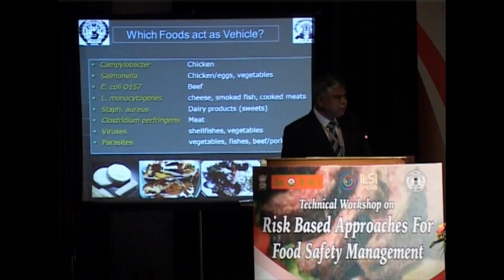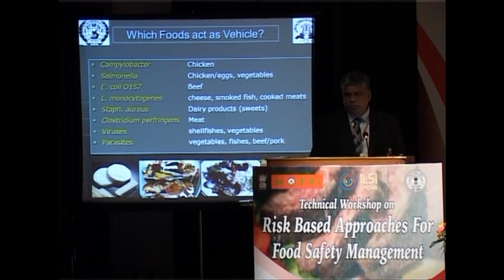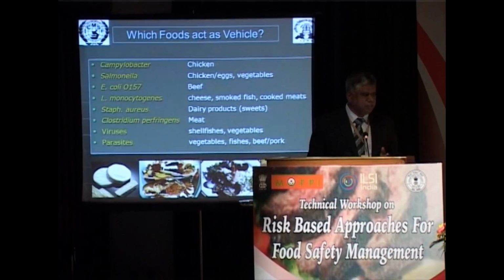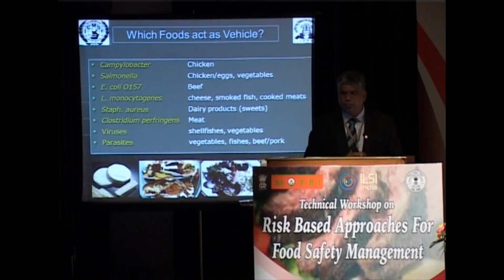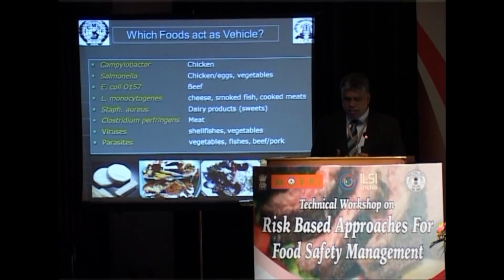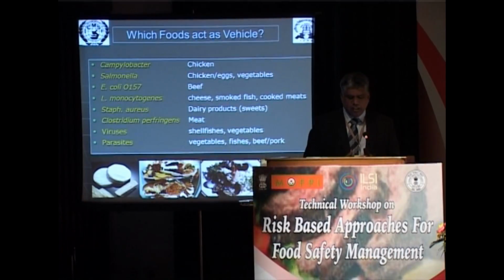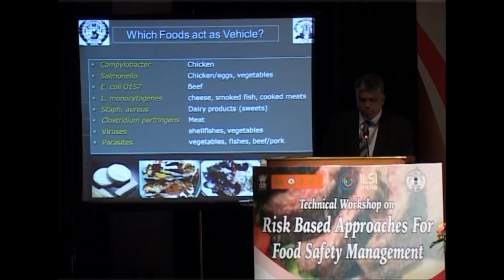We should know which food acts as a vehicle for these pathogens. We should know the pathogen-commodity combination which is most important, and worldwide there have been identified pathogen-commodity combinations like Campylobacter most often associated with chicken, Salmonella with chicken and vegetables, E. coli O157 with beef, Listeria monocytogenes with cheese, smoked fish and cooked meat.